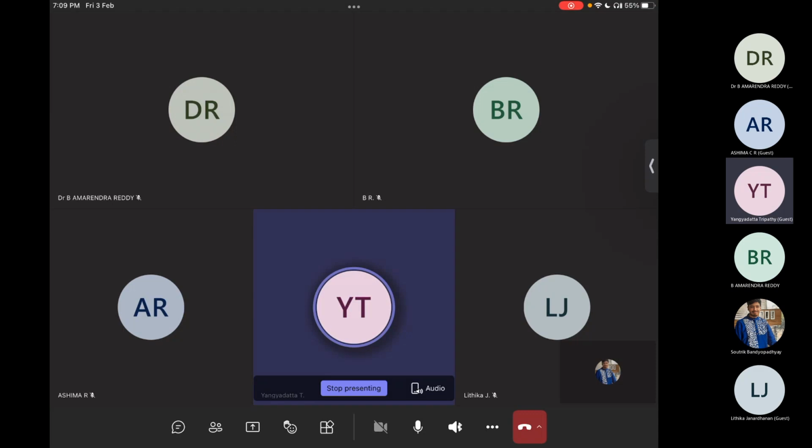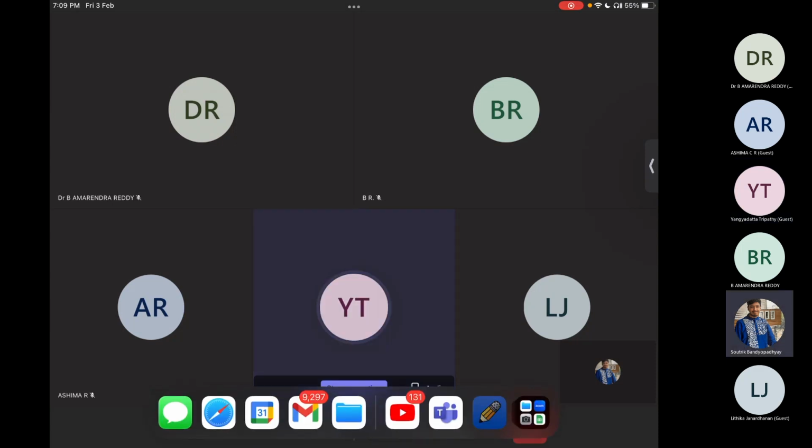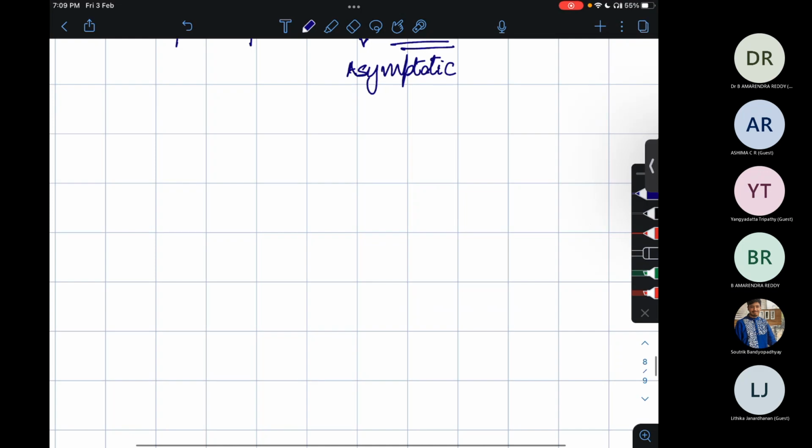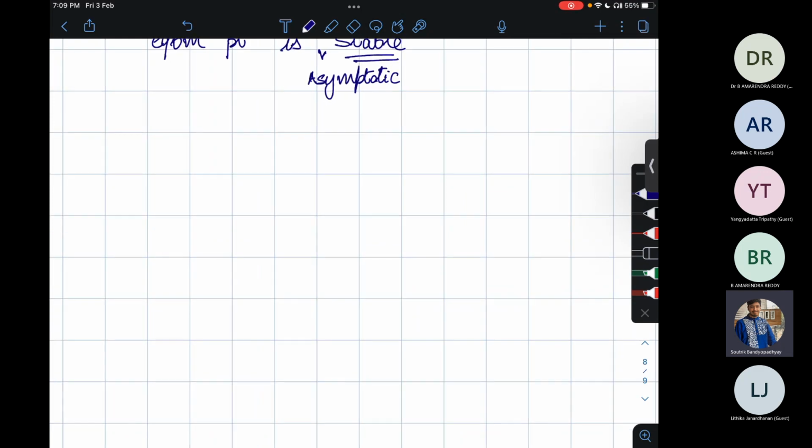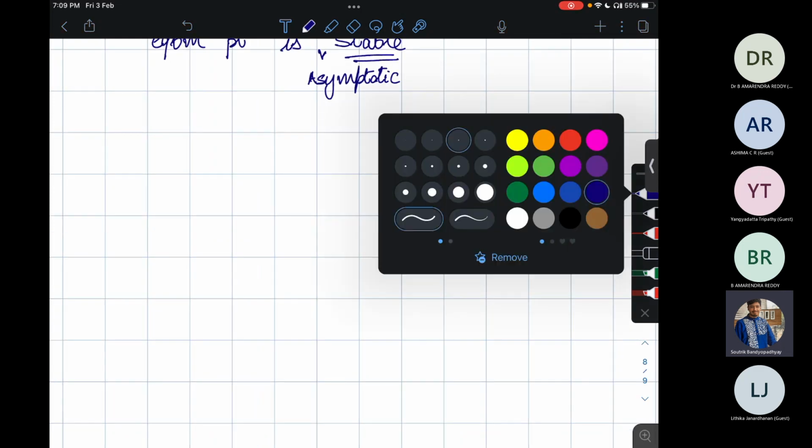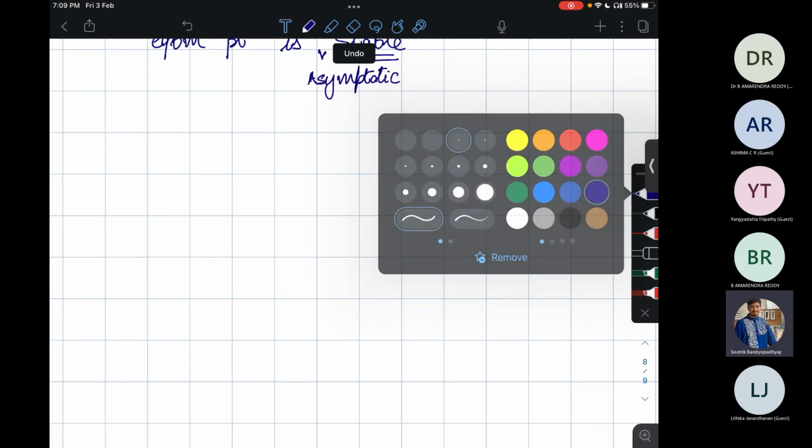Sir, can you show some insights into L2 union L infinity space? Right. Okay. Cool. So let's look at what are L2 functions and what are L infinity functions.